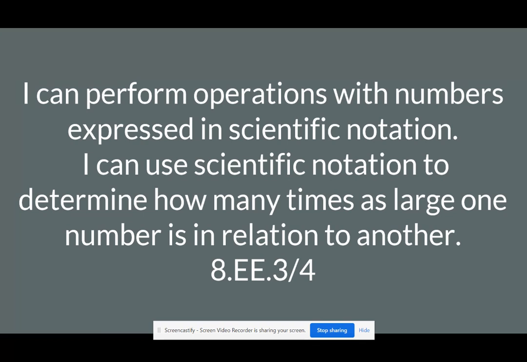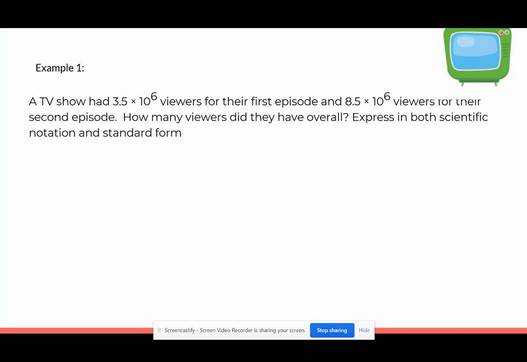Go ahead and make sure you have your calculator with you because, again, you're just taking what you did on Friday and putting it in word problem form. So here we go. We have a TV show that had 3.5 times 10 to the 6 viewers on the first episode and 8.5 times 10 to the 6 viewers on their second episode. How many viewers did they have overall? If you have how many in total, how many overall, that is when you use addition. So we're just going to add these two numbers together.